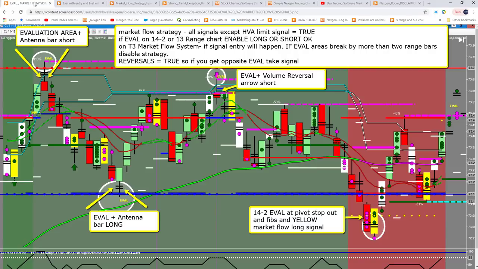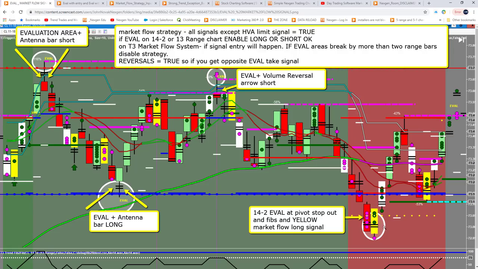So anyway, just to review the things that we were doing. This is a different picture from a different time, but we were taking evaluation areas and then using market flow signals like an antenna bar to go short. When we get an evaluation signal at a Fibonacci support area, you can see we had an antenna bar and a long trade. Then we had an evaluation area at a prior divergence with a volume reversal from the market flow signal, which would have generated a short trade.